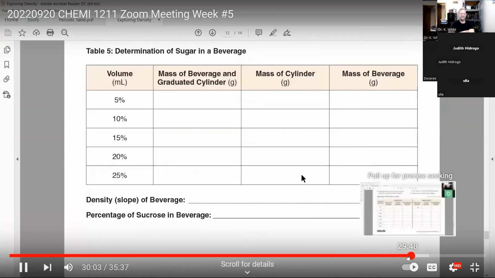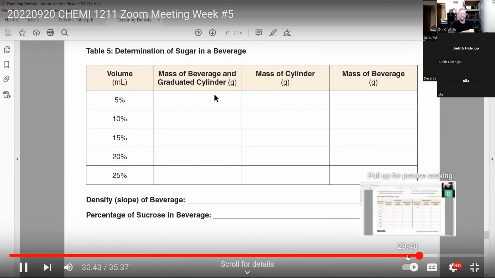Now, for the beverage, you'll weigh the graduated cylinder. It should be the same. You'll put in 5, and they made a mistake here. See where it has 5%? It really should be 5 milliliters, no percent right there. Unfortunately, I can't erase it. You'll put in 5 milliliters, and this you measure by volume, not weight, and weigh the cylinder. And you'll have a mass and a volume.